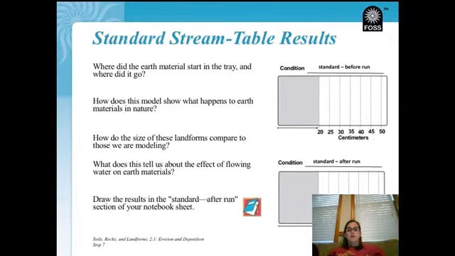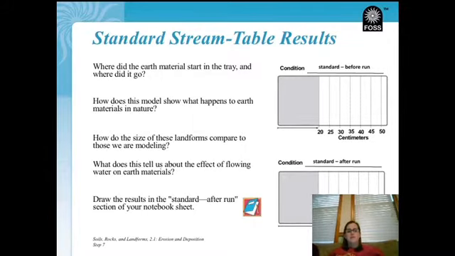Now, how does this model show what happens to earth materials in nature? Well, just as the earth material moved in the standard stream table, that can also happen in nature. So when it rains, the water can transport the earth materials to different locations. Now, how do the sizes of these landforms compare to those we are modeling? Well, the landforms will be much bigger. This is just a smaller version when we use the model.